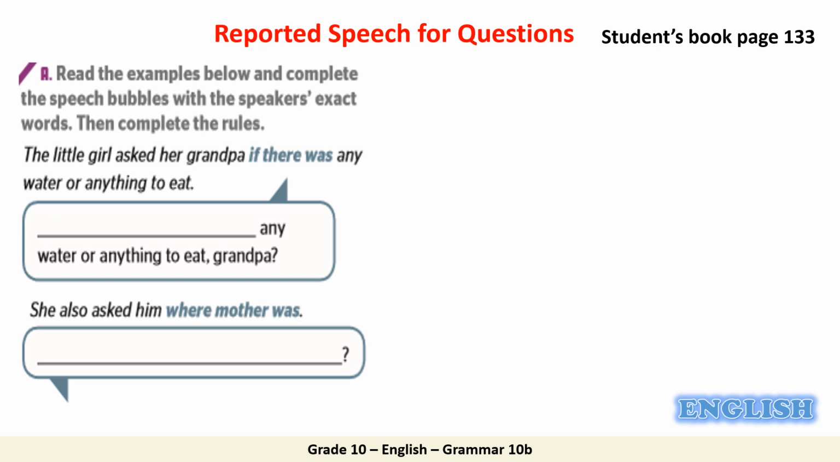Now, please open your student books on page 133, and we are going to start with activity A. Read the examples below and complete the speech bubbles with the speaker's exact words. Then complete the rules. Here we are going to do the reverse. We have the sentences in the reported speech, number 1 and number 2, but you are going to find out what the original sentence in the direct speech was. Try to guess.